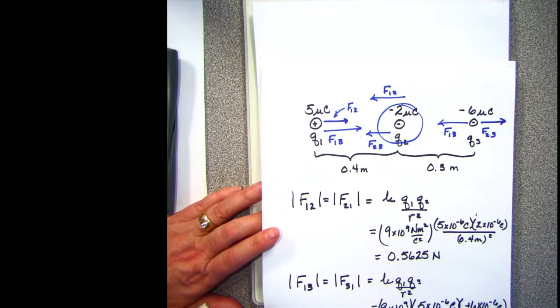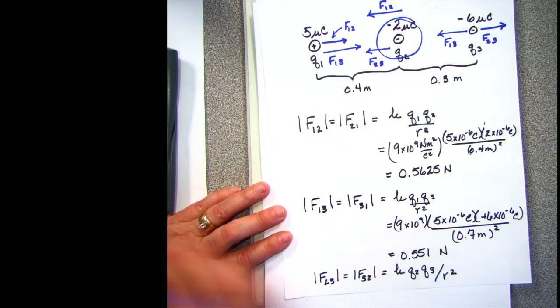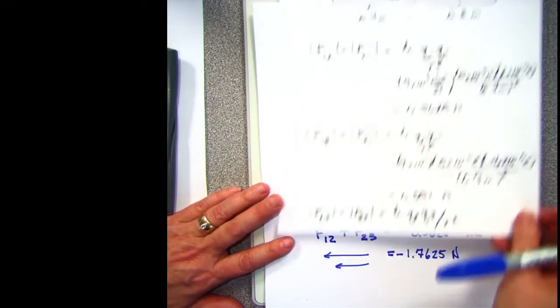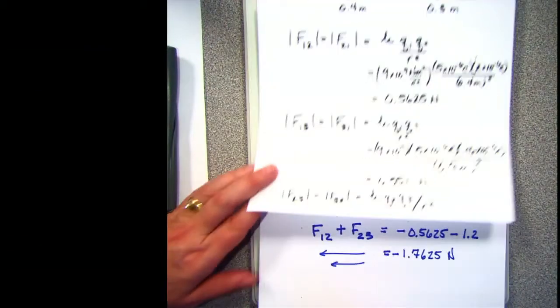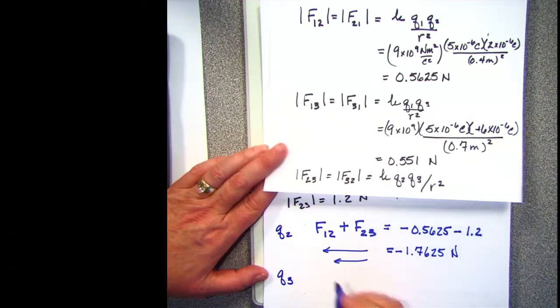When I'm working these electrostatic force problems, it's a lot easier to start and calculate the magnitudes, then look at my picture to look at how they're going to add up. So let's look at what the force is on charge 3. So this is the force on charge 2. So let's look at the force on charge 3.